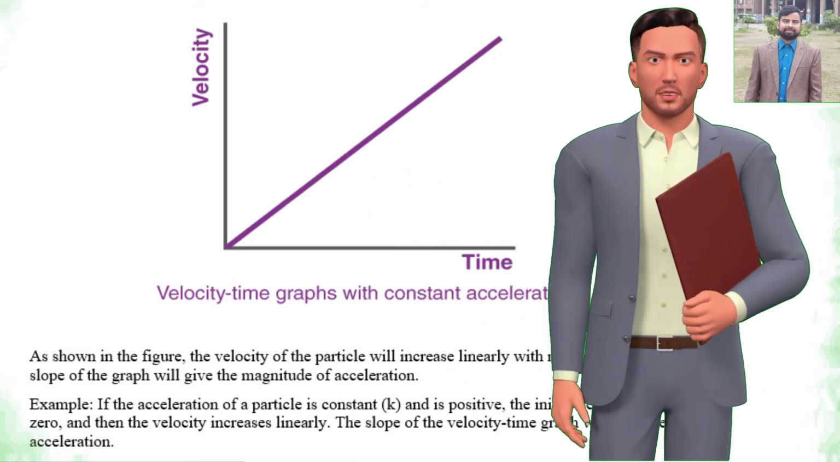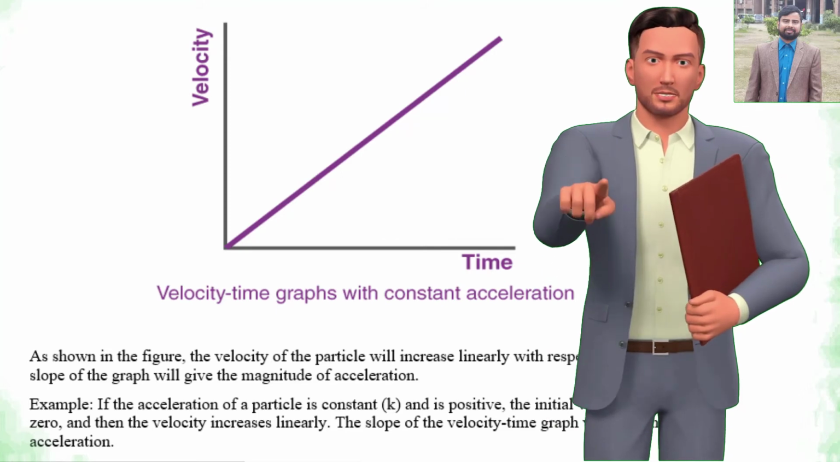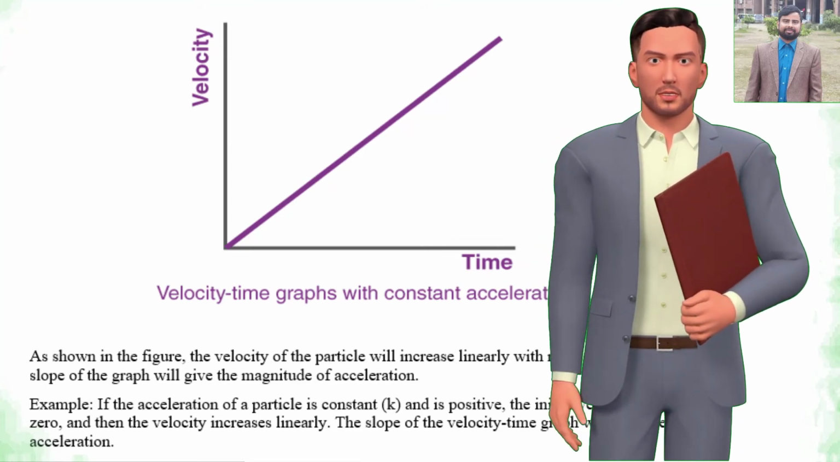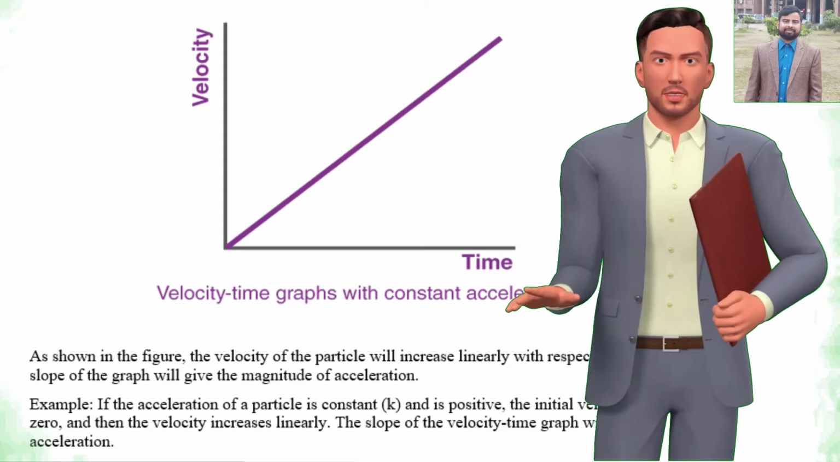Example, if the acceleration of a particle is constant k and is positive, and the initial velocity is 0, then the velocity increases linearly. The slope of the velocity-time graph will give the acceleration.